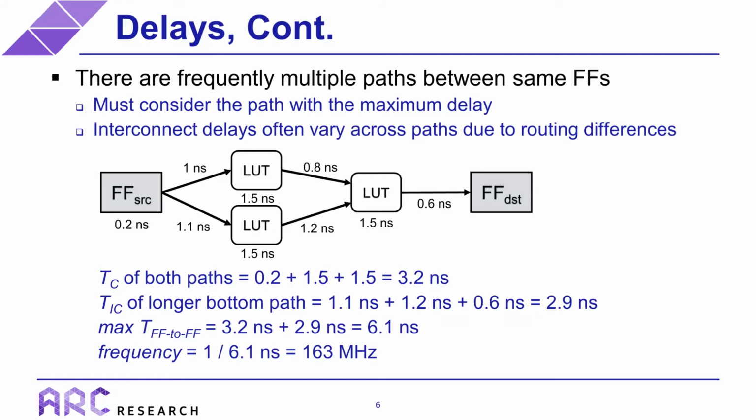What this means is that we have to consider this longer path when determining the clock frequency. Now, when we sum the cell and interconnect delays of this longest path, we get a maximum delay of 6.1 nanoseconds, which corresponds to a maximum clock frequency of 163 megahertz. Now, if we had only considered the top path, we would have a higher clock frequency, but that wouldn't work because the bottom path would not yet have its data available by the next rising clock edge. So we have to focus on the path that has the longest delay.